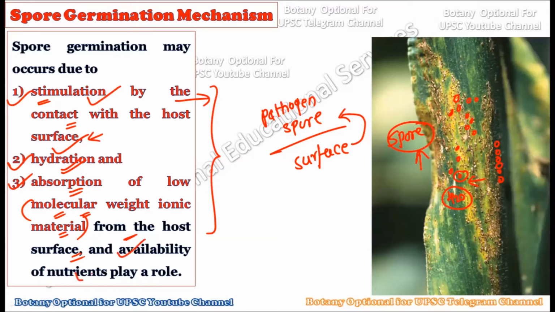The availability of nutrients plays a very major role in the germination of the spore, because for any metabolic activity to take place there is an absolute requirement of energy, and all of this energy comes from nutrients. That is why nutrients play a very important role in any metabolic process, or spore germination in this case. So spore germination can occur once they land on the plant surface through any of these three processes. They can get stimulated simply by contact, they can have the availability of water and germinate, and they can even absorb low molecular weight ionic material from the plant surface. By using one of these three methods, the spores can start to germinate.